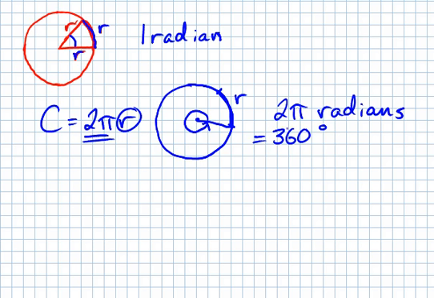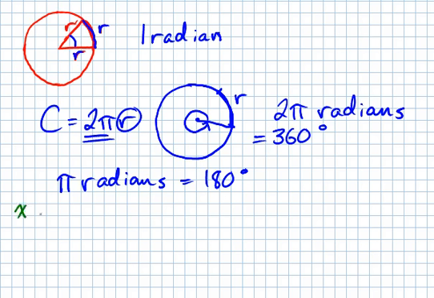Well, if we take half of each of those, that's like saying pi radians equals 180 degrees. And we can use that idea to switch back and forth between degrees and radians.